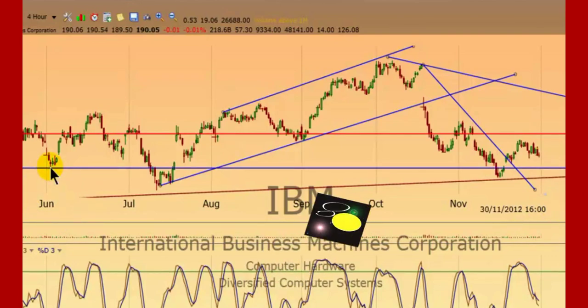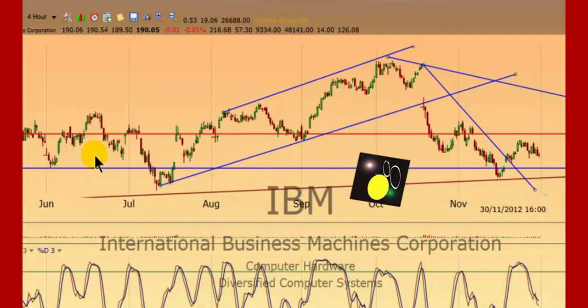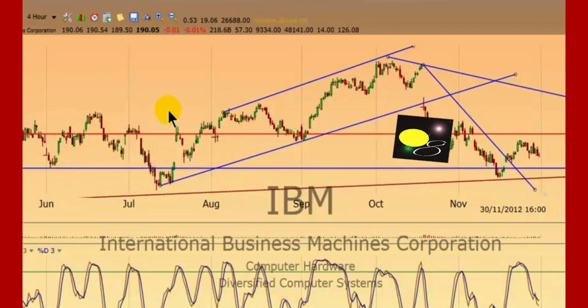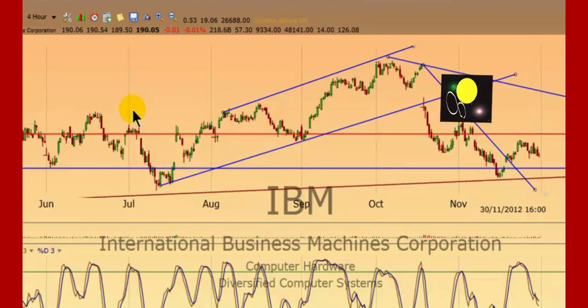I hope you have enjoyed this video about the Pitchfork tool, a Pitchfork trade setup that you will put into use to make excellent trading decisions.